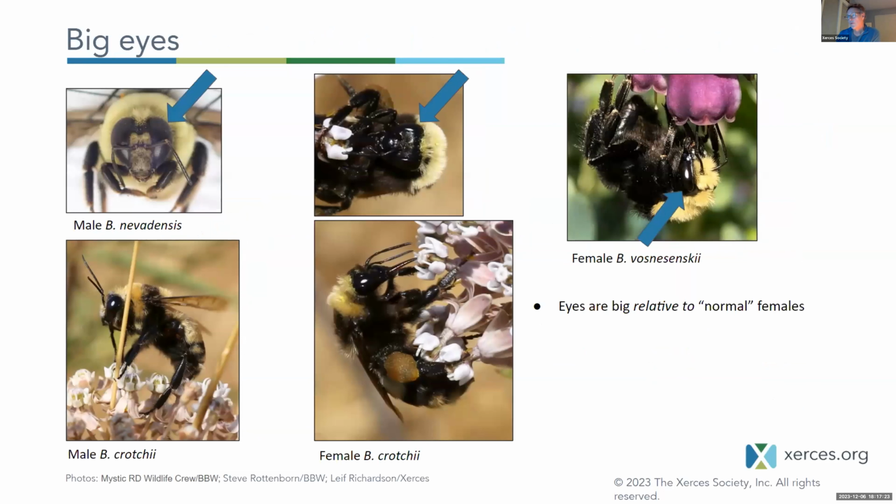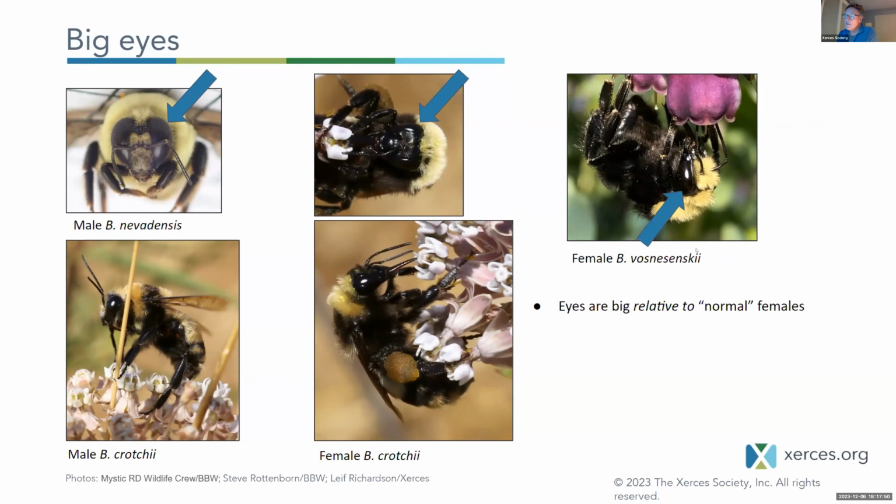So let's go through those categories. Here are some big eyes. There are two male bees on the left side with large eyes. At the top, that's called Bombus nevadensis, and at the bottom, it's Bombus crotchii, so Nevada bumblebee and Crotch's bumblebee. If you look at the eyes, they are much larger than the average female bumblebee's eyes. And average, you will have to learn what's average by experience.